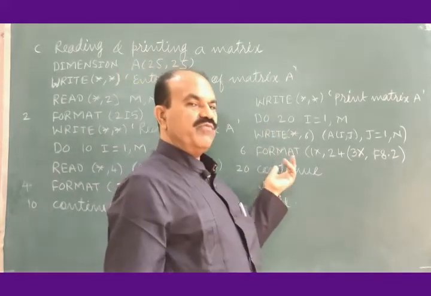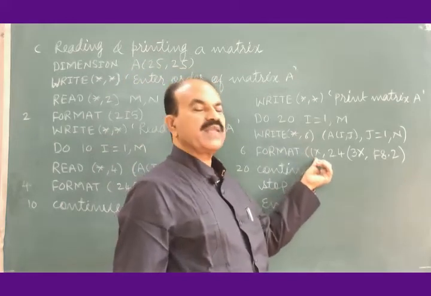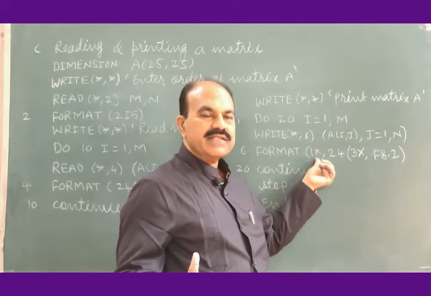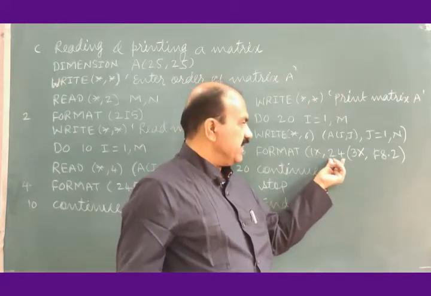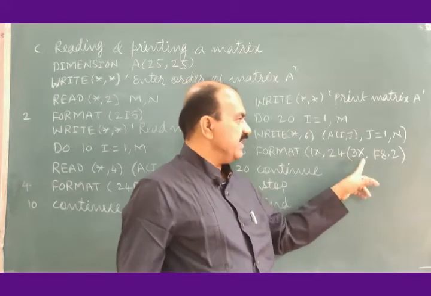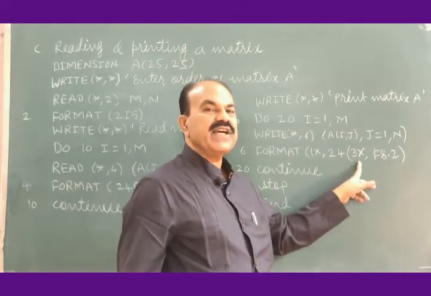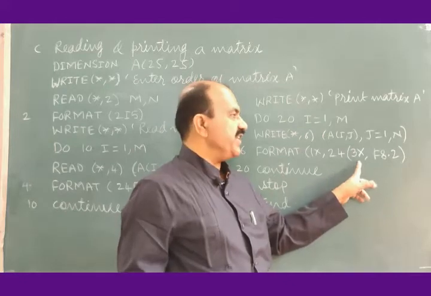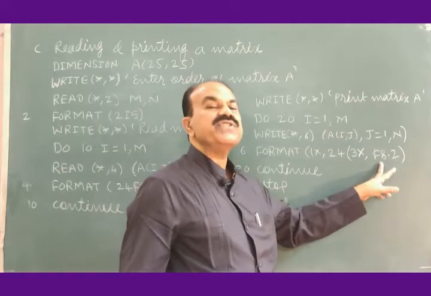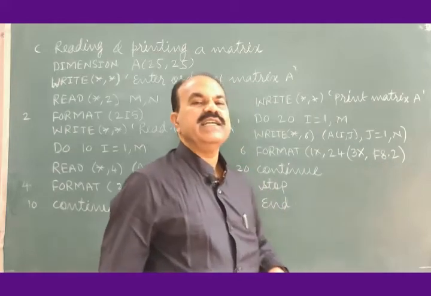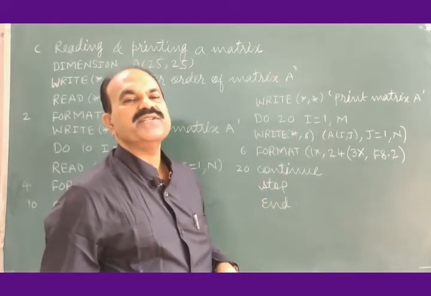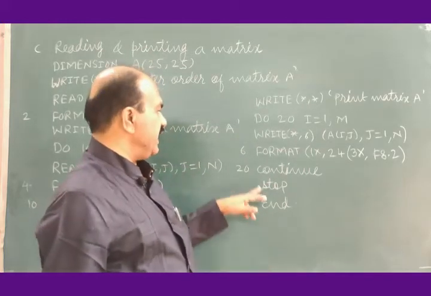And the format used is this one. A space is left, repeated for 24 elements. The space left is again 3X. First column printed, 3X left, second column printed, 3X left. And what is the format? The format used is F8.3. So this way all the elements of the given matrix will be printed.